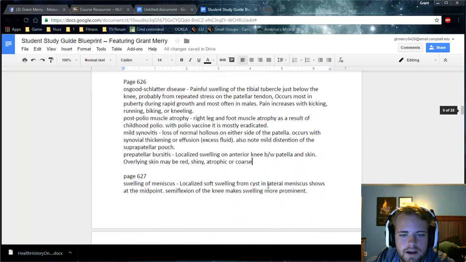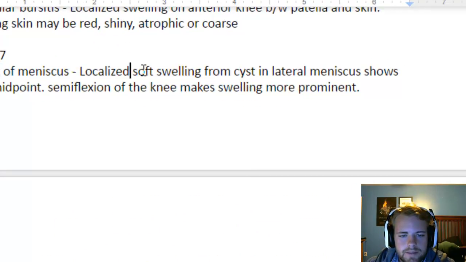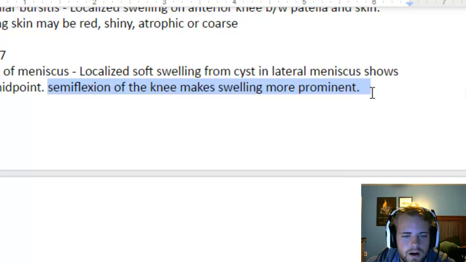So page 627, swelling of the meniscus, localized soft swelling of the cyst and lateral meniscus, shows at the midpoint. Semiflexion of the knee makes the swelling more prominent.